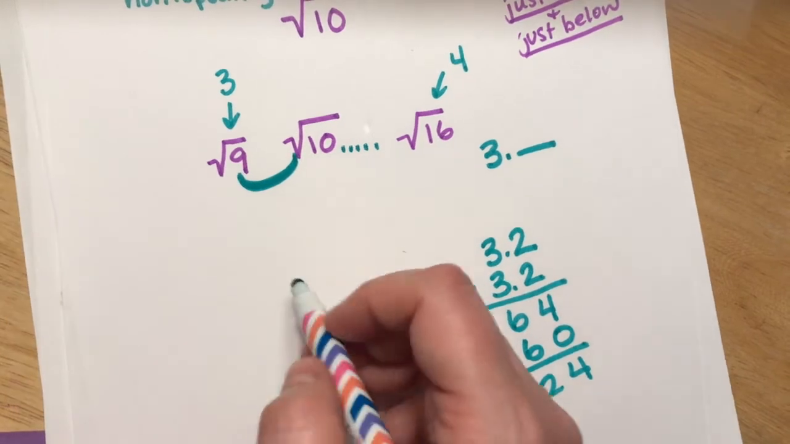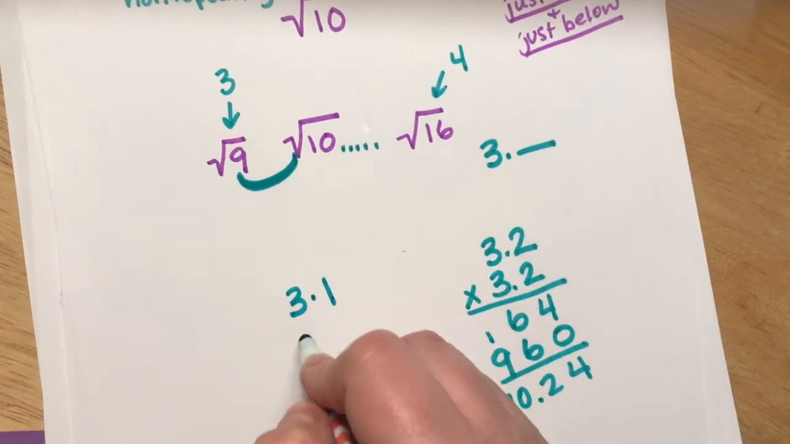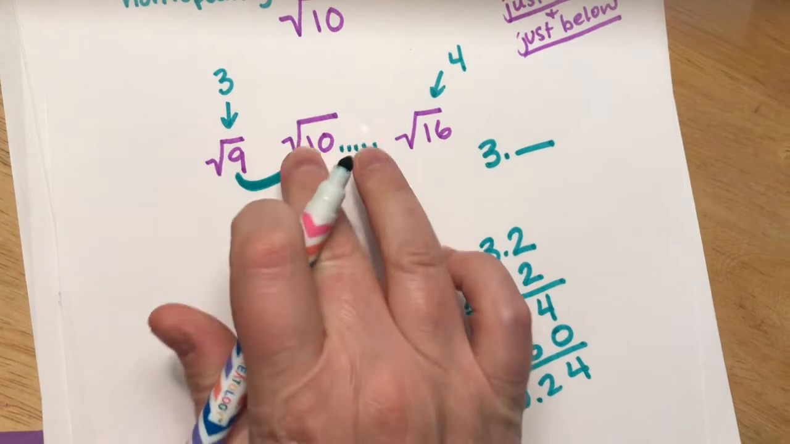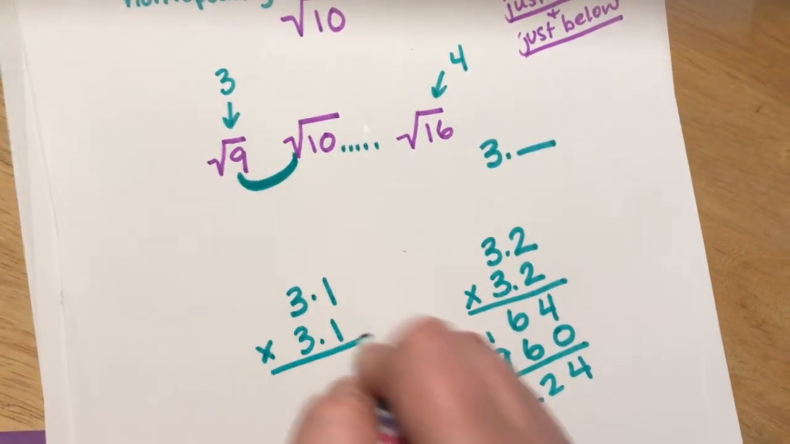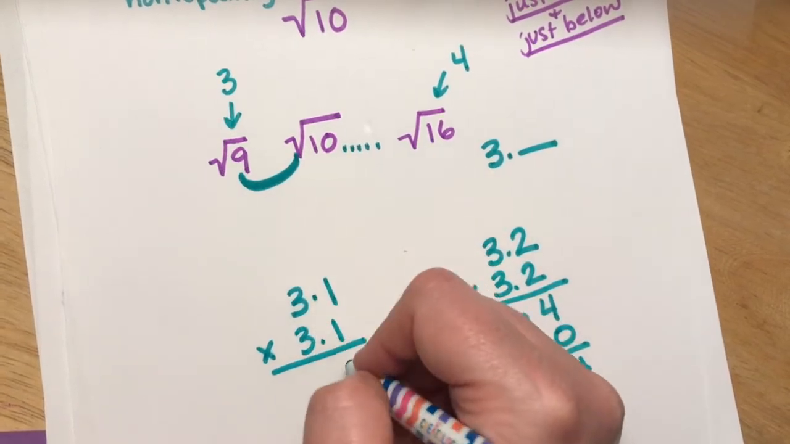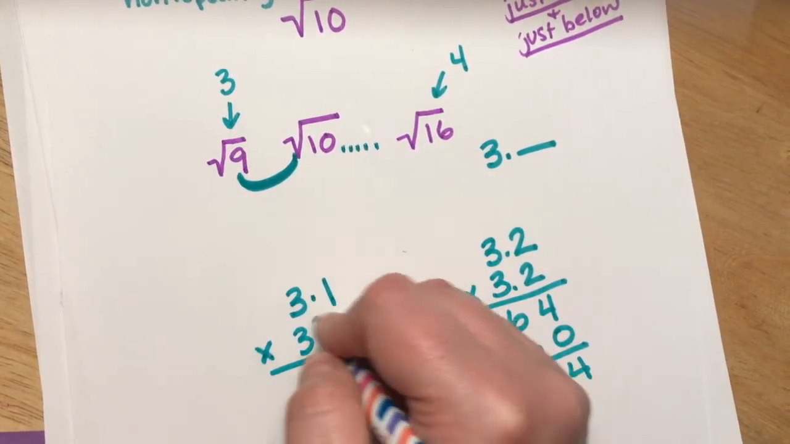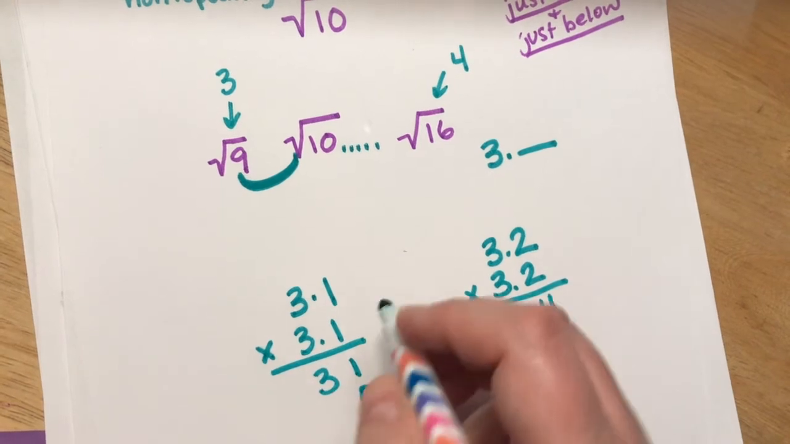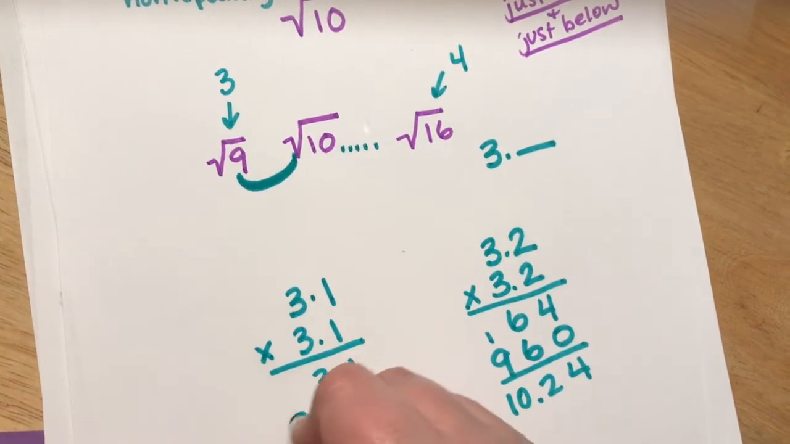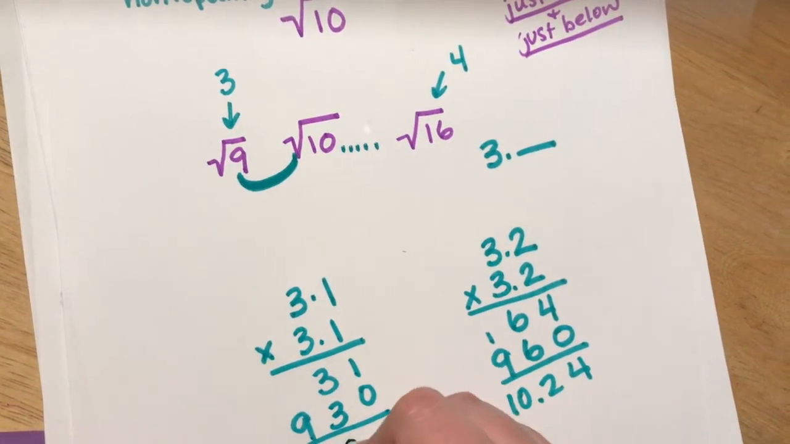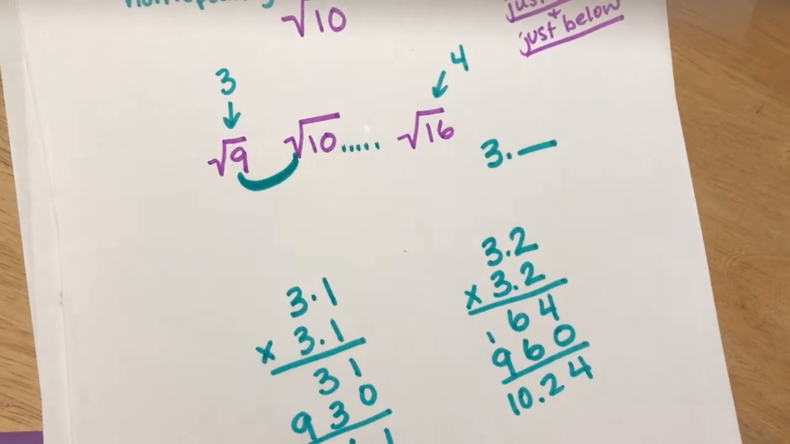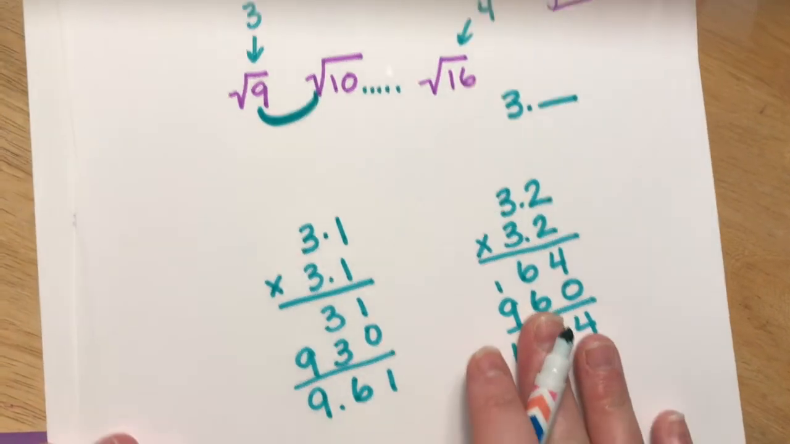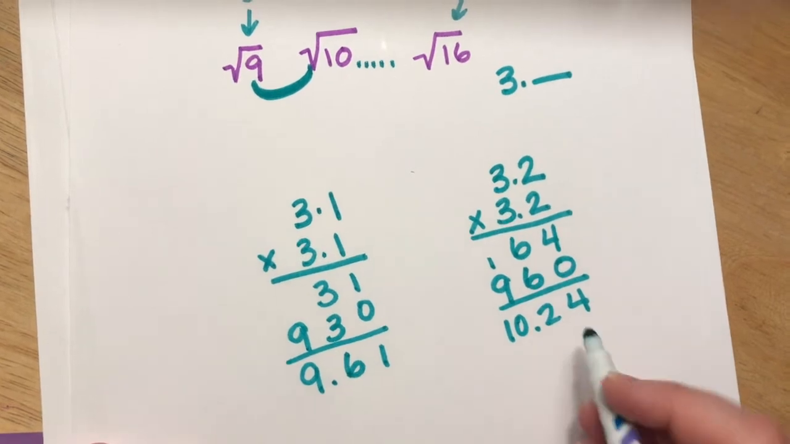So I'm now going to go to 3.1, and I'm going to multiply that times itself because we know that a square root is two numbers multiplied by itself. So I'm going to do 3.1 times 3.1. This equals 31, then 0, that becomes 3, that becomes 9, and this is 1, 6, 9, and it is 9.61. And so, looking at these two numbers, actually, this one is closer.